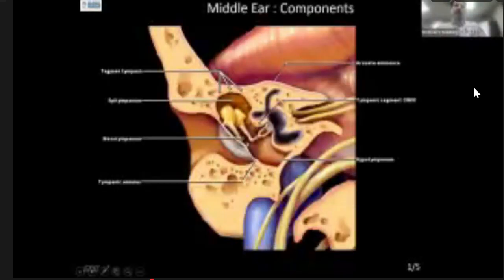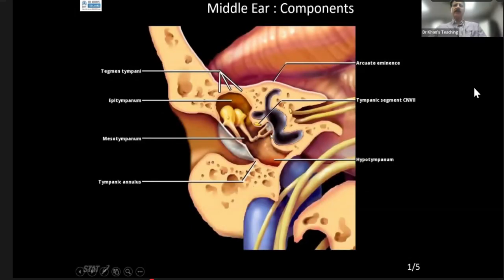Now look here, same thing, but a bit of a close up. This is malleus, incus, and then this is stapes. This part is known as epitympanum. This is known as mesotympanum. This is known as hypotympanum. Now, if you see superiorly, this is the roof, which is known as tegmen tympani. Now, various portions of the ossicles.